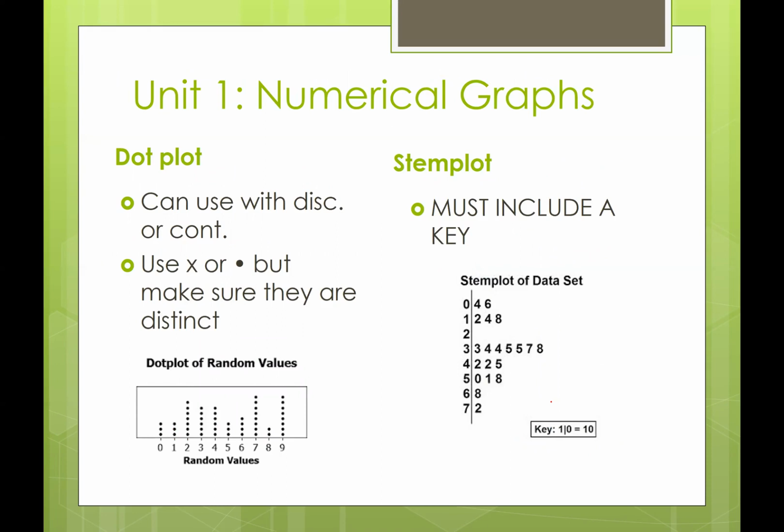A dot plot, we can use discrete or continuous data for a dot plot. We use X's or dots, but we have to make sure they're distinct. So here I use dots. If you do X's, make sure they're the same size with the same spacing, just like I did with the dots. You label the X-axis, you also have a title.